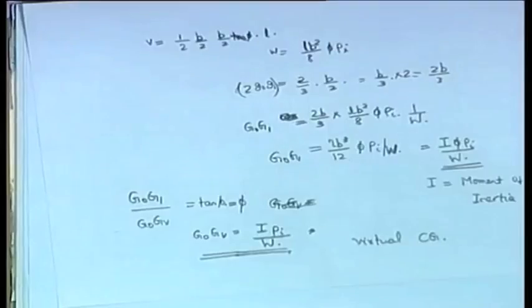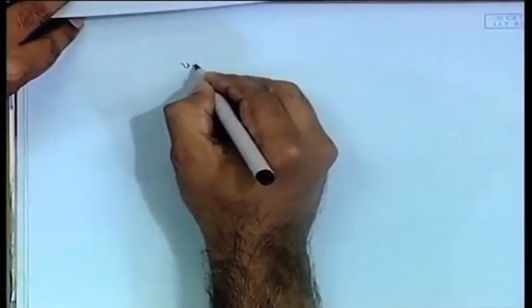Actually, they have just written it here. If you do the whole set of derivations for a body that is not rectangular, just an arbitrary type of body, you will end up like this.